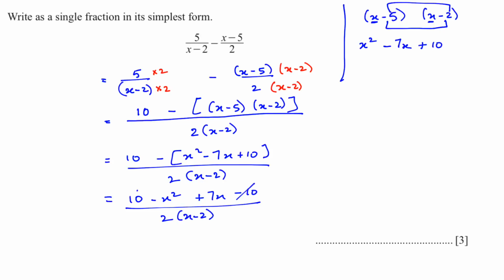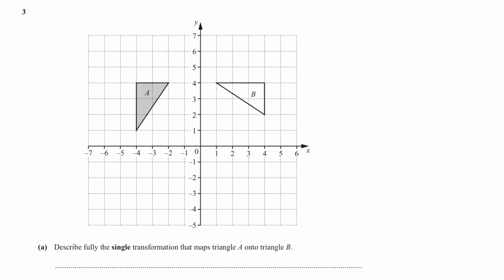The 10 and the negative 10 will get cancelled. Rearrange it, so 7x minus x squared. Open the bracket up, 2x minus 4. This is our answer. Question 3 is a transformation question.